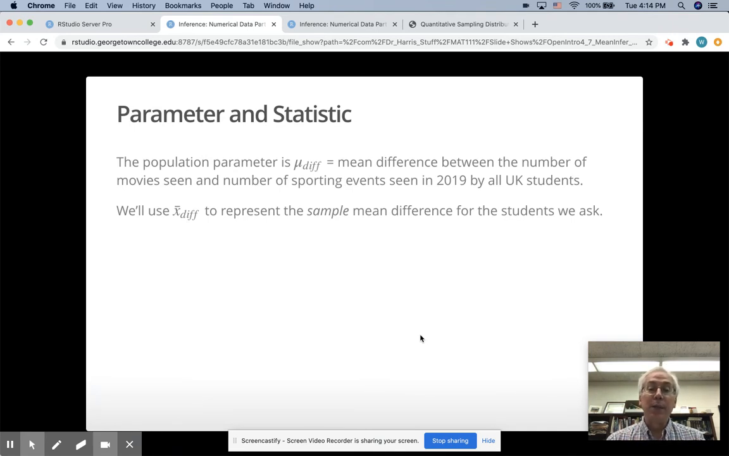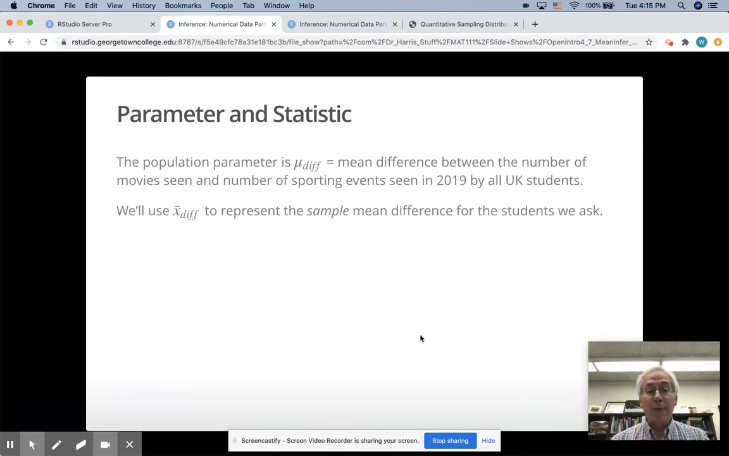Mu sub diff is the mean difference between the number of movies seen and the number of sporting events seen. We can compute the difference in either order, but we need to be consistent throughout our calculations once we make a choice as to which one we're going to subtract from the other one. Here we're going to subtract the number of sporting events from the number of movies seen. So x bar diff would be our sample mean difference for these students.